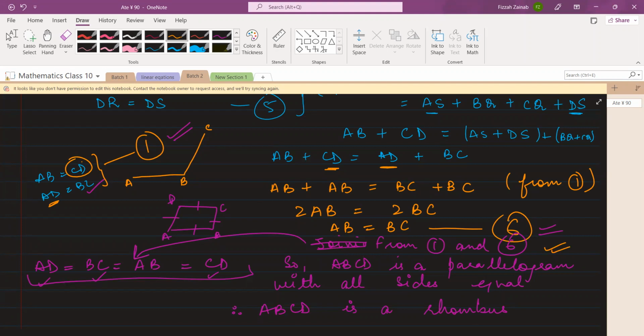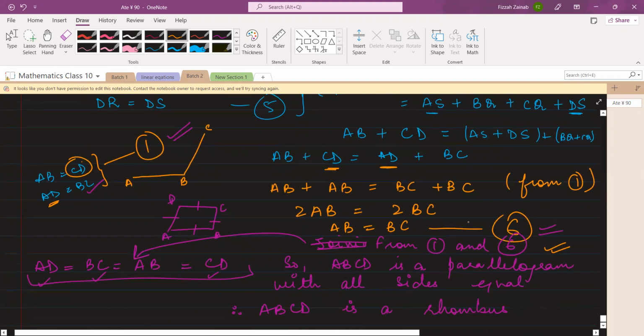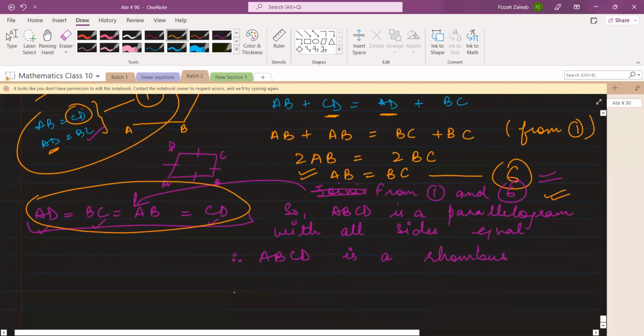Ma'am, if we stop at 6, it will also be correct, right? AB is equal to BC. Yes, it is correct, because in the first we have already shown that opposite sides are equal, and here I have shown that the adjacent sides are equal. So I'm just concluding that if I combine the two results, all the four sides are equal to each other.